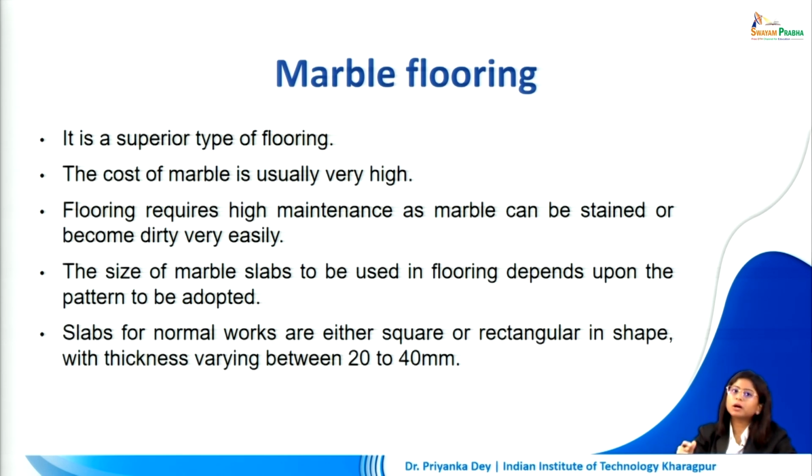Now, size of the marble slabs to be used on the flooring depends on the pattern that we are adopting. If we go for a mixture of colors or patterns, we might want to select another alternating material along with our marble to create the pattern of our choice. The slabs for normal works are either square or rectangular in shape, and the thickness can also vary between 20 to 40 mm. Now, the cost of the marble will vary significantly depending upon the size, the thickness, as well as the shade of color or pattern that we have selected.